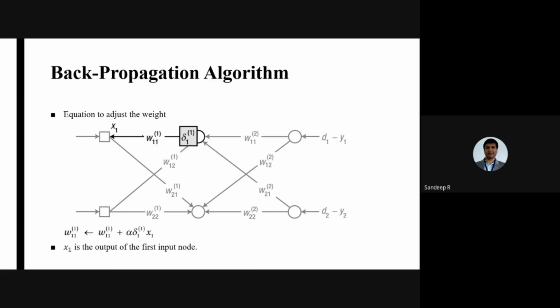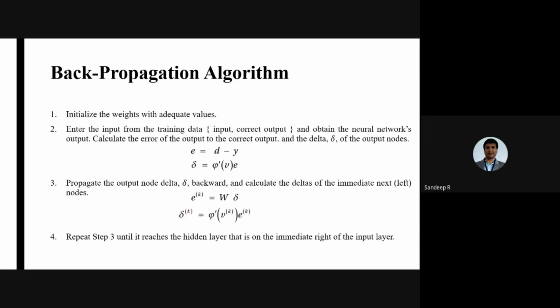It is nothing but alpha into delta 1 of 1 into x1. So you can see that alpha into delta 1 of x1. So it's the same principle that we had discussed for the delta rule. So the back propagation algorithm works in this fashion.